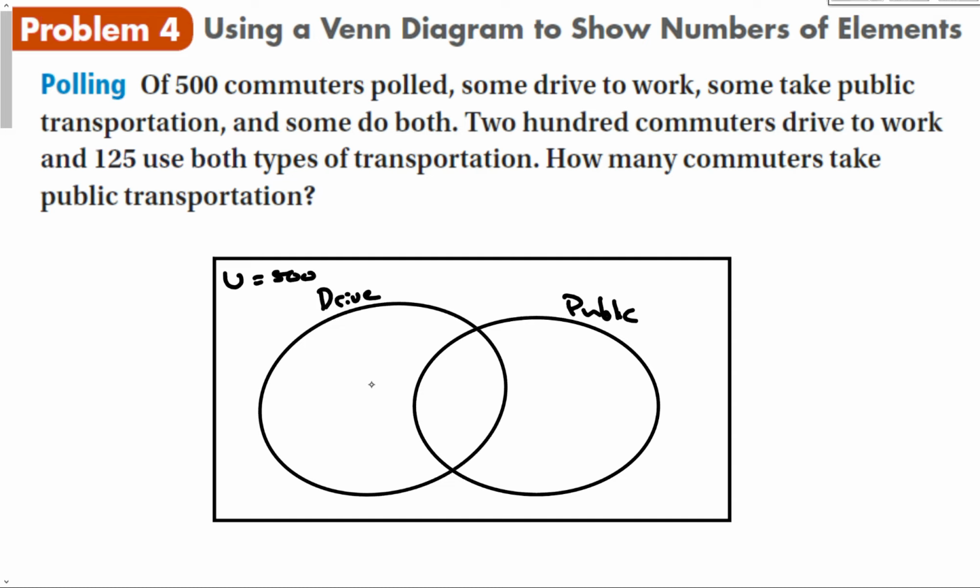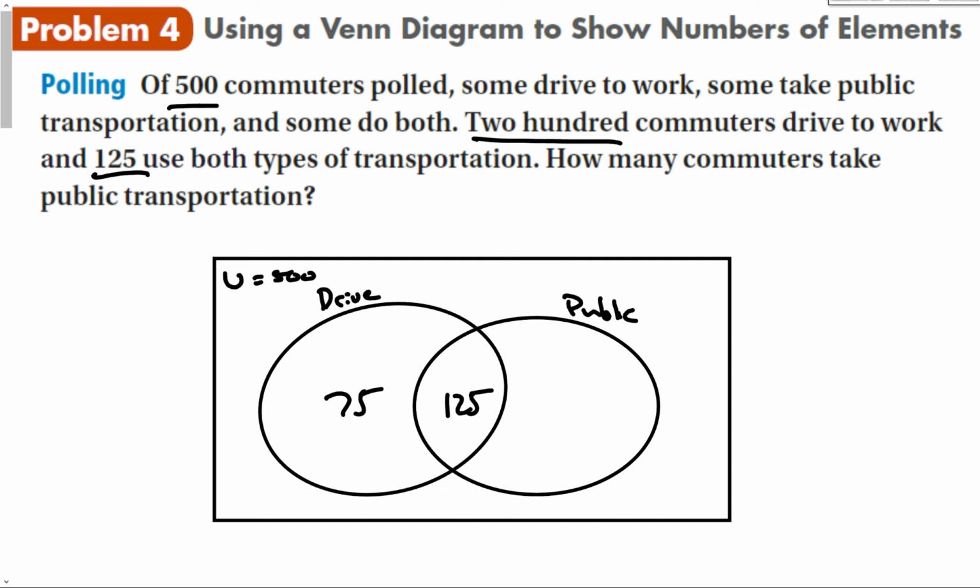But I don't know whether to put them here as just driving or inside this little union of both. But this tells me 125 use both types of transportation. So that's a big clue right there. So I can put 125 in the both category. And now I know that 200 people drive. So in order for the driving circle to have only 200 people in it, that has 75.